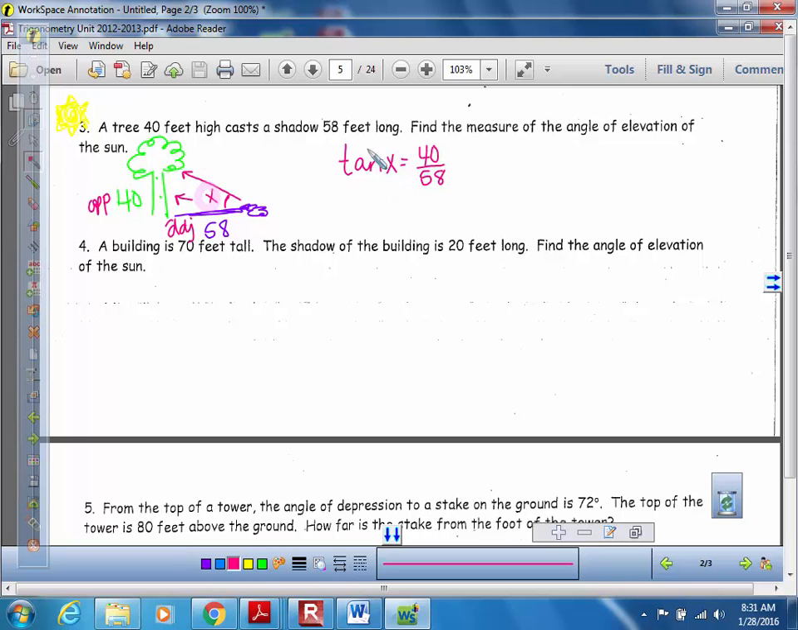Okay, so we want to solve for x, and the only way that we can split up tangent and its angle is to do the inverse. And so remember, the inverse is tangent -1. So if you're typing that on your calculator, you'd put second tangent of 40 divided by 58. When you plug that in, you should get x equals 34.6 degrees.